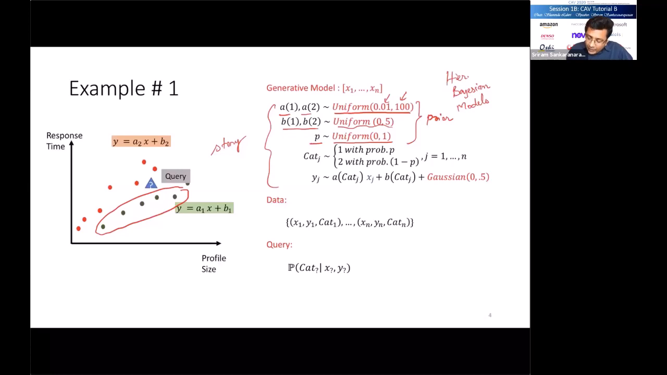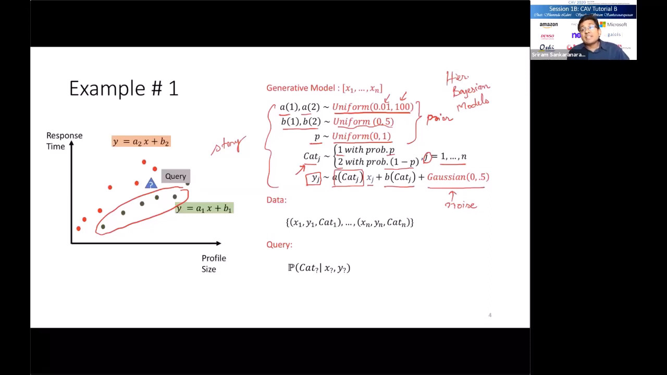All right, and now you have J ranging from 1 to n, which is the index for the data. So you have n users, n data points, and you select a category for each user like this. You select a category of green or 1 with probability P, or 2 with probability 1 minus P. Now you have selected a category for each user, and the Y for that user is the slope times the X for the user plus the intercept plus some noise. This is something like a measurement noise. No measurement is free of noise. And so this is a generative model.